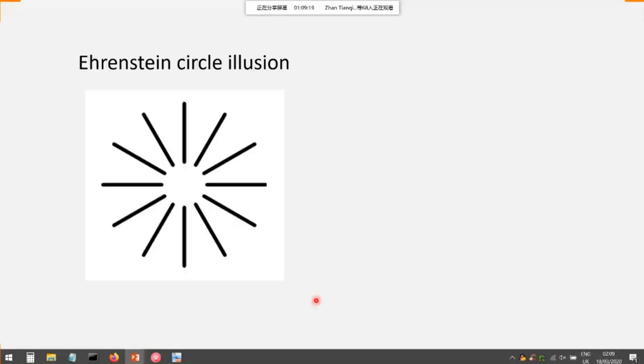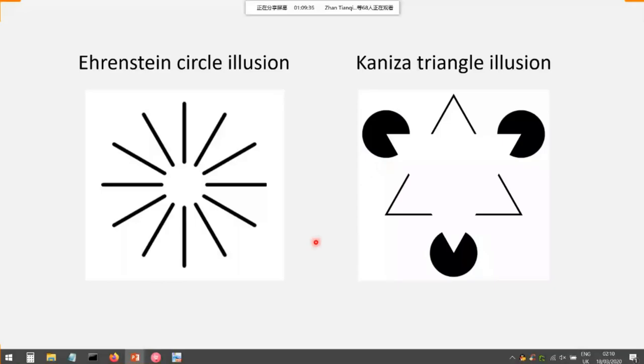The next one is the Ehrenstein circle illusion. That's a simple one. We think we see a circle here, but there is no circle. Therefore, it's an illusion. Similar is the Kanizsa triangle illusion, where we see also a triangle here, and we see a triangle here. So it seems that there are two triangles, but they are not. Just lines and the sectors of circles.